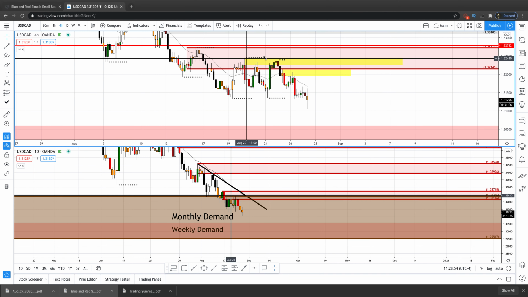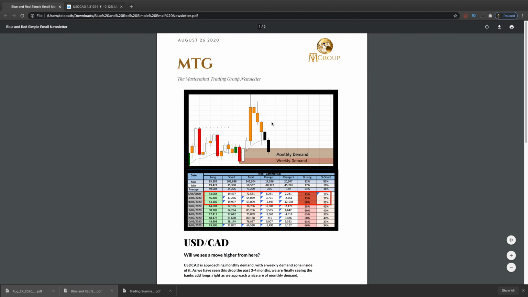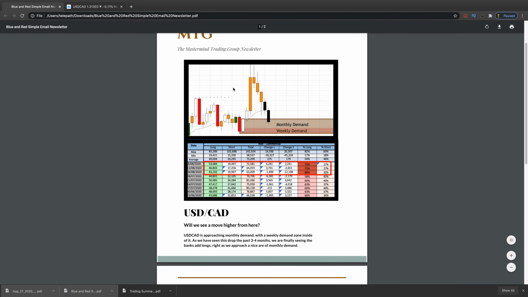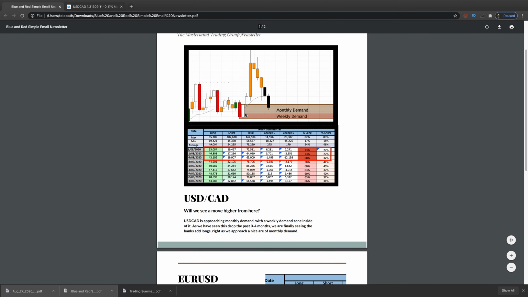So first we'll look at the newsletter. As you can see here, I have the picture of the USDCAD. It's in monthly demand. We have a weekly demand zone at the extreme. It's not the greatest weekly demand. We'll go over it in the charts after.